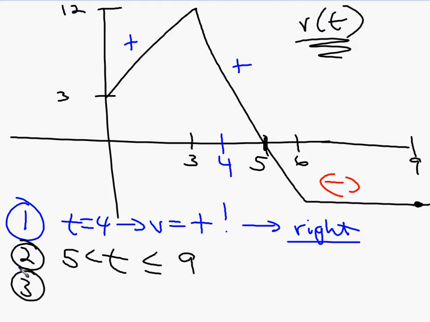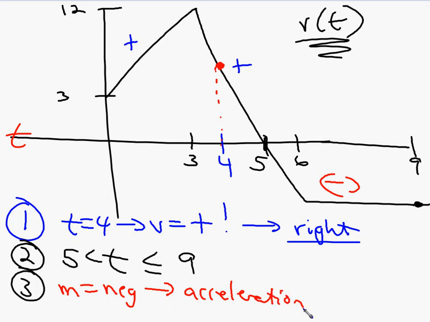Go down the graph. All we need to know is whether the acceleration is positive or negative when the time, remember this is the time axis, is 4. So all I need to know is, what's the slope of the tangent line right here? Negative. The slope is negative, so the acceleration is also negative. Remember, acceleration is the derivative of velocity.